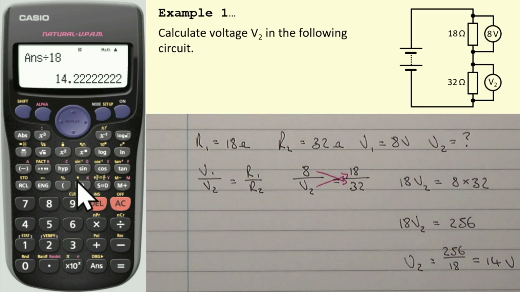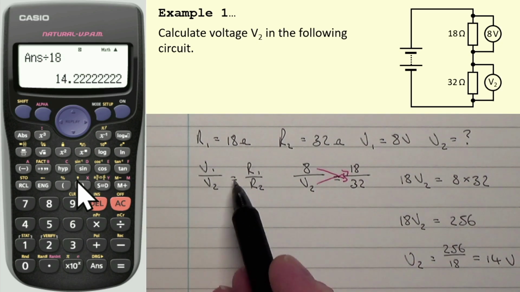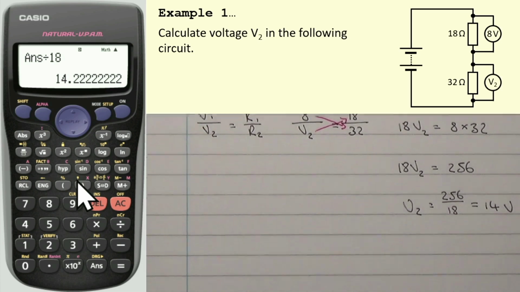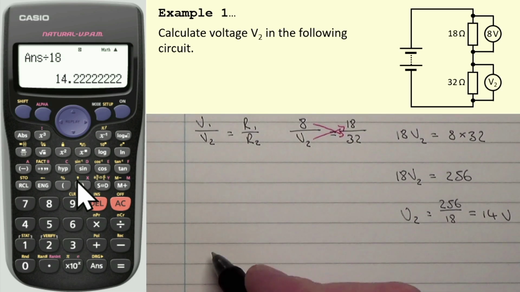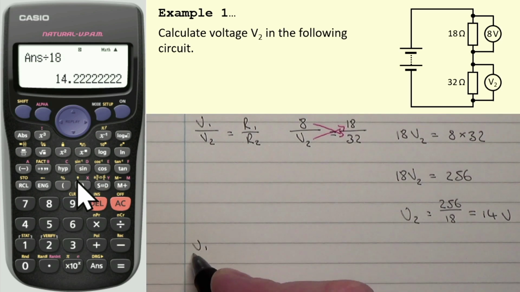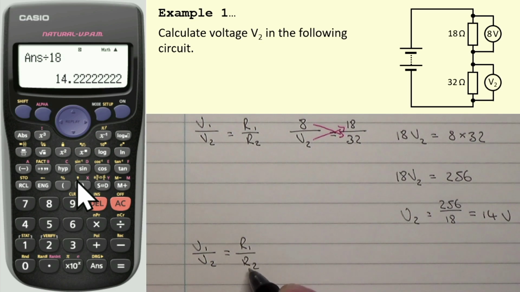Now, this is probably, if you're not 100% confident with rearranging, the best way to do it. But I could have, if I wanted to, just taken this equation and rearranged it. Now, you do not need to use this method. In fact, I'll leave that there. So I'll see that, just as before, V1 over V2 is R1 over R2.